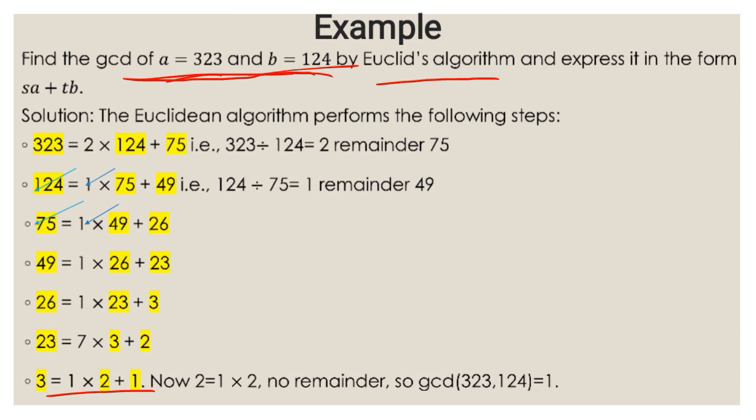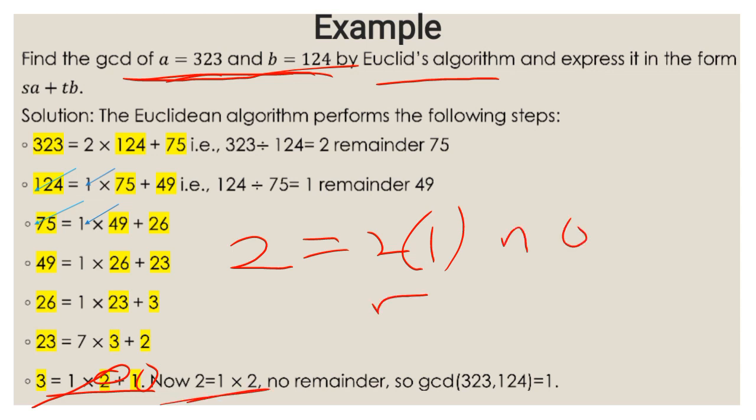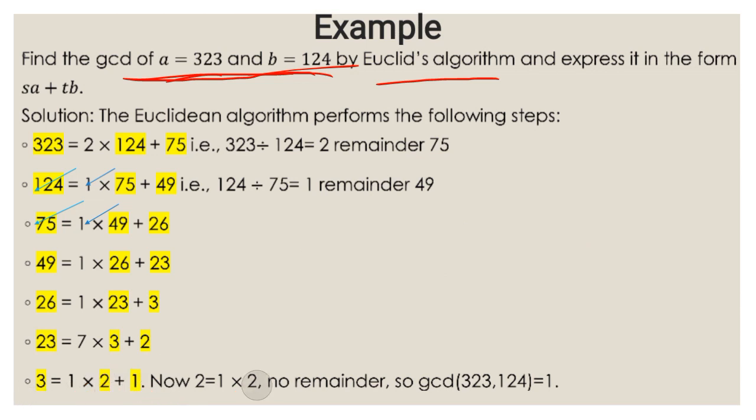By the time I took 2 forward and 1 forward, I saw that 2 was just 2 into 1, or 1 times 2, which is what I have here. No remainder, because 2 divided by 1 is just 2. No remainder. So since there's no remainder, I can find my GCD. So what's my GCD? My GCD was the last remainder I obtained before I got to this stage.